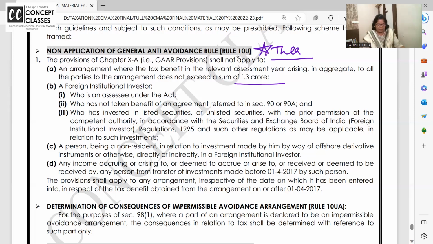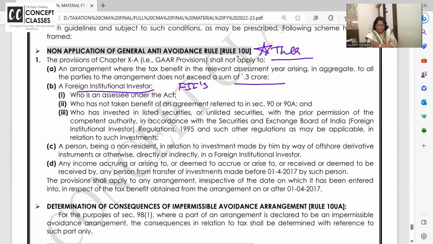If not, not applicable. Second, GAAR provisions are not applicable to foreign institutional investors. You all remember FIIs? It was taught to you in NR also. FIIs, they invest in India in bulk. And then if we say no, no, GAAR is applicable to them, they will run away. They will not invest in India. And we want the foreign institutional investors and all to invest in India. So to whom is GAAR not applicable?